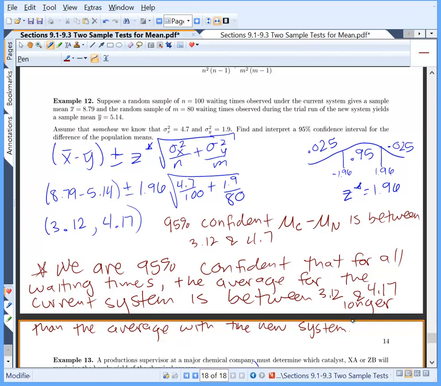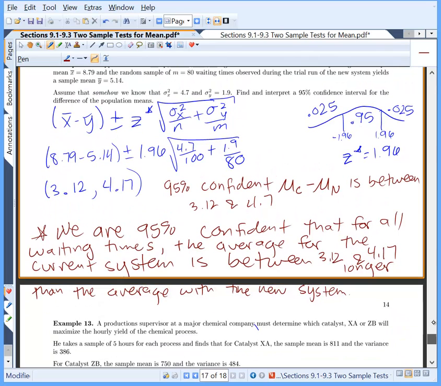So for all the waiting times for our entire population, we're 95% confident that the average for the current system is between 3.12 and 4.17 days, hours, I'm not quite sure which, longer than the average for the new system. So you can tell your boss, this is how much time we're saving. And that's how you do your confidence interval. Notice the advantage for that, other than the hypothesis test, is we can see how much of a difference we have.